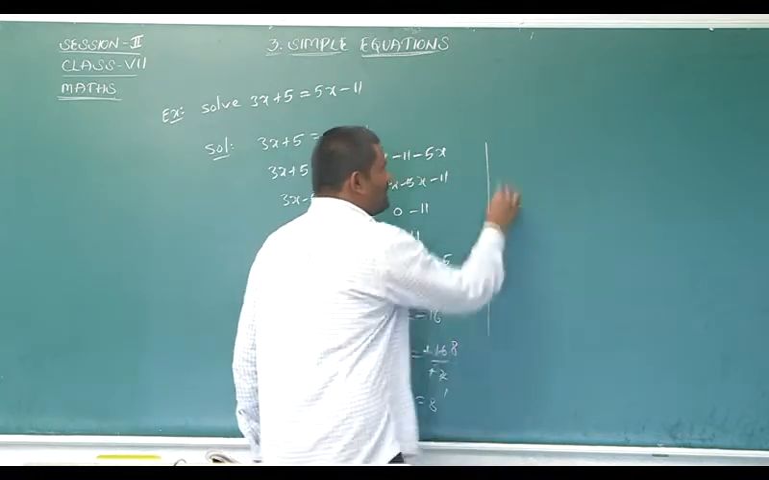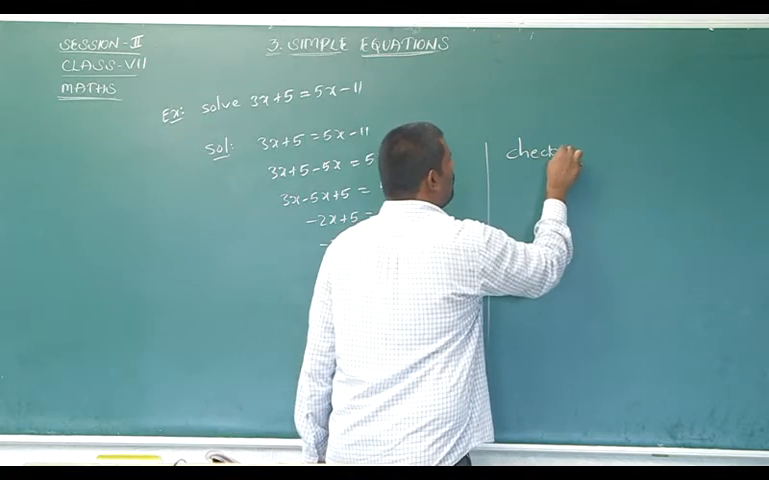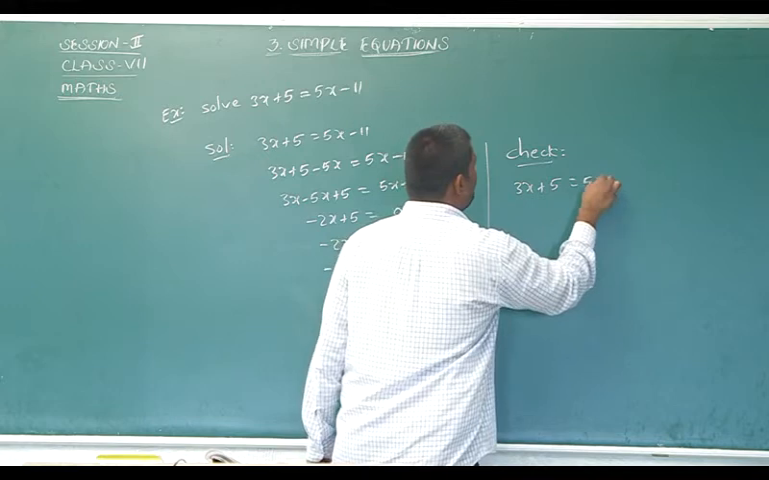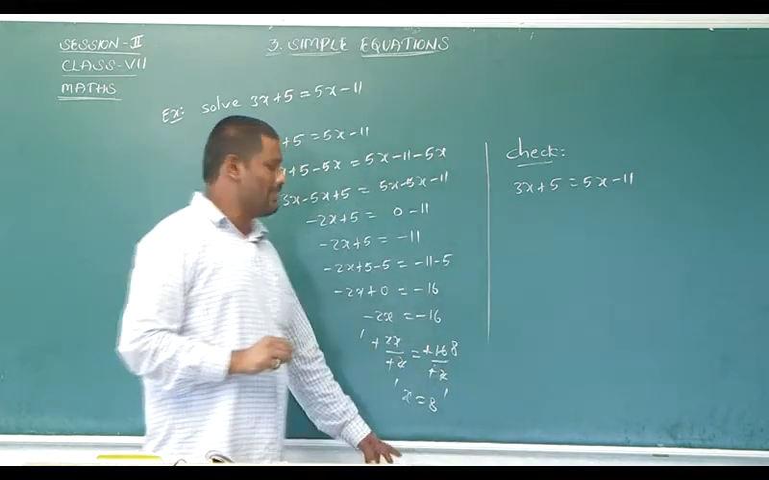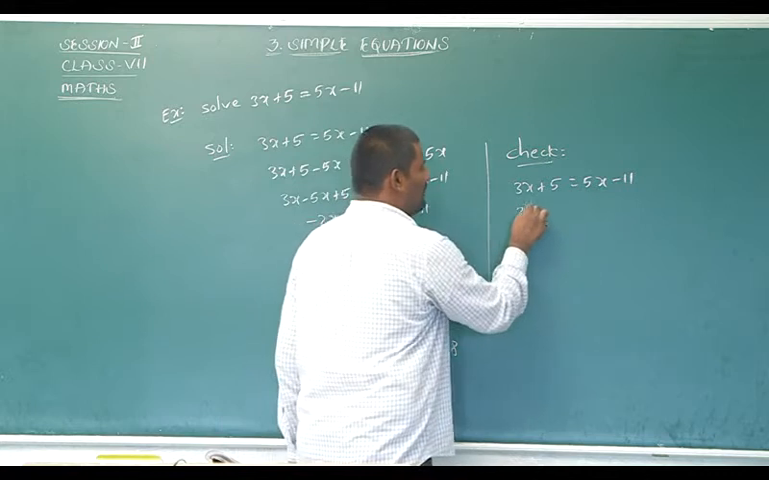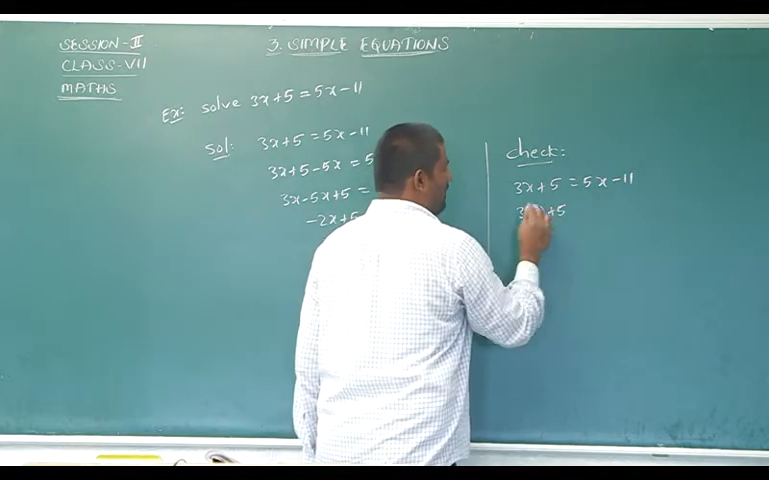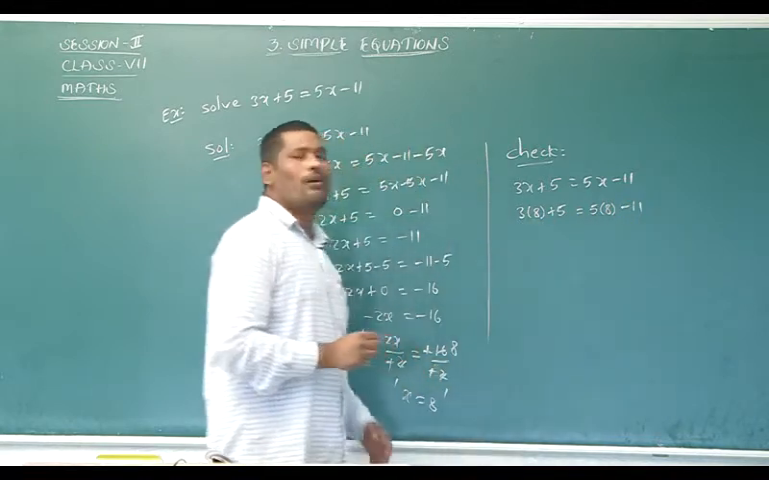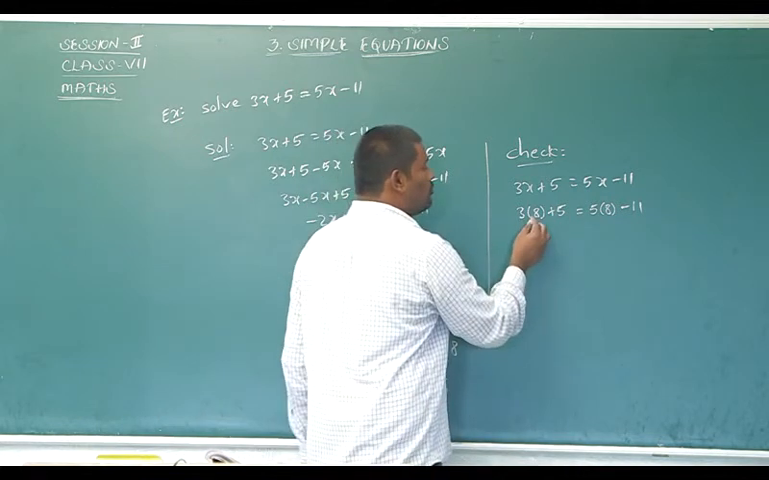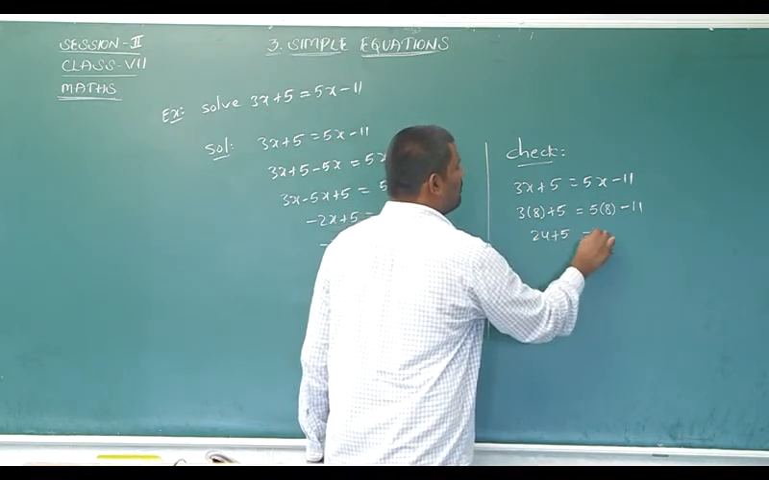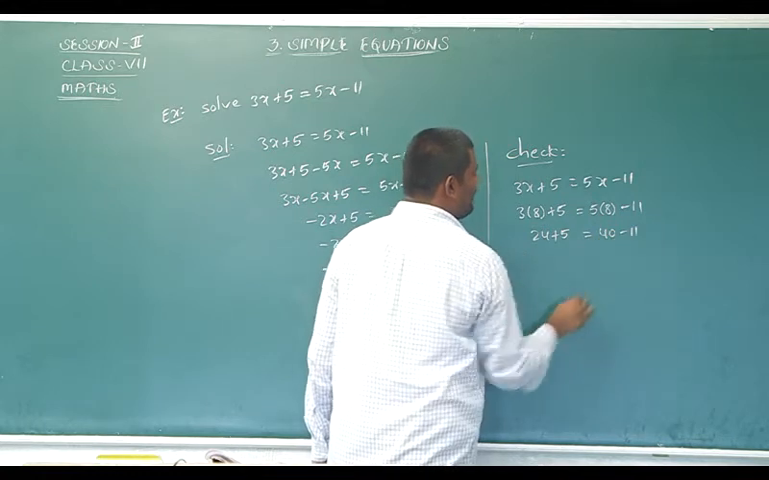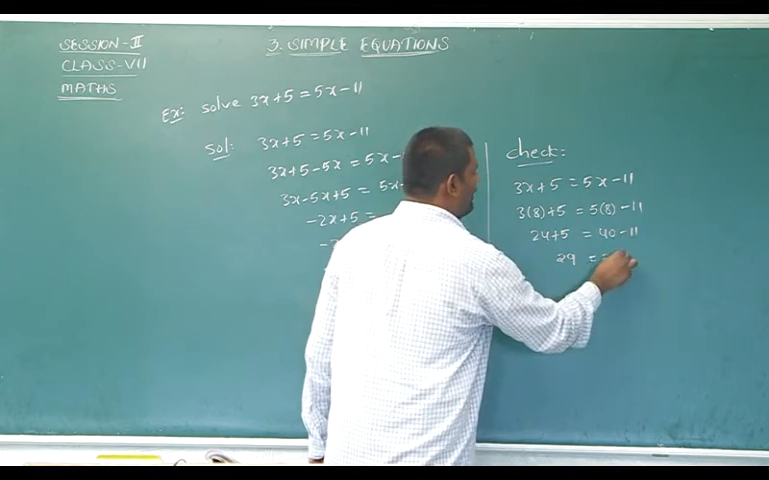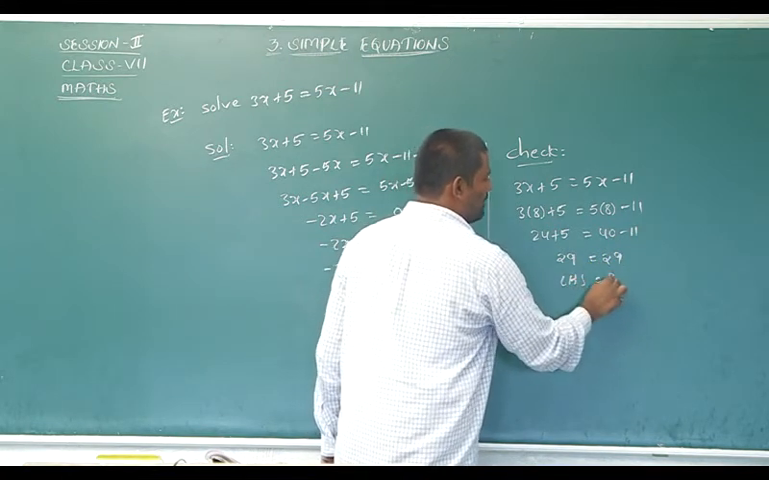Now let us check here whether we did correct or not. So I am substituting here, checking I am doing here. What is the equation? 3x plus 5 equals 5x minus 11 is the equation. x equals 8 I got, so I will substitute 8. 3 of 8 plus 5 equals 5 of 8 minus 11. So 3 eights, what do I get here? 24 plus 5, that is equal to 5 eights, 40 minus 11 I will get here. So 24 plus 5 is 29, and 40 minus 11 also I get 29. So LHS equals RHS I got here.